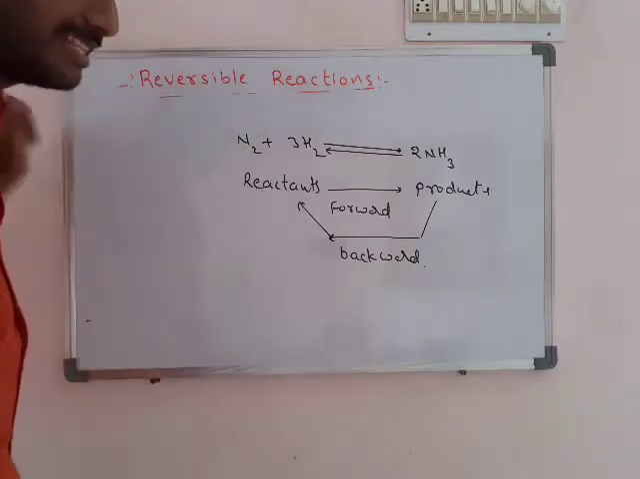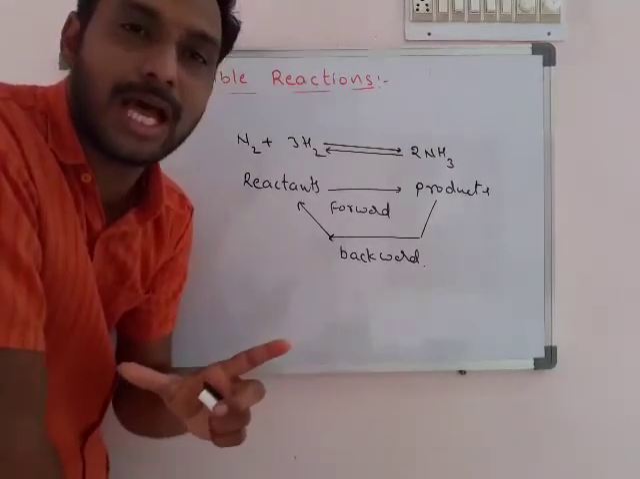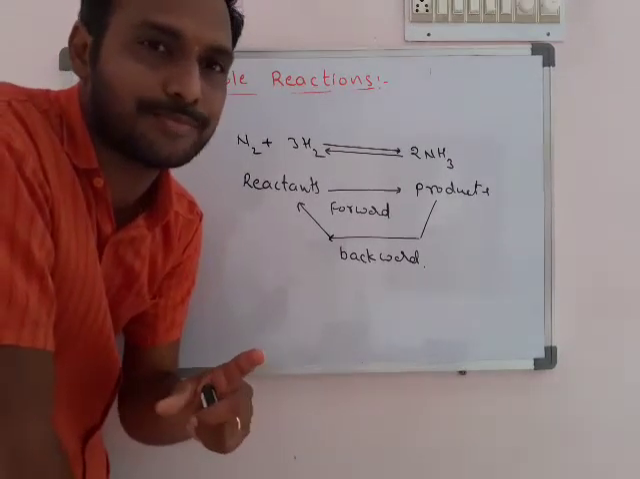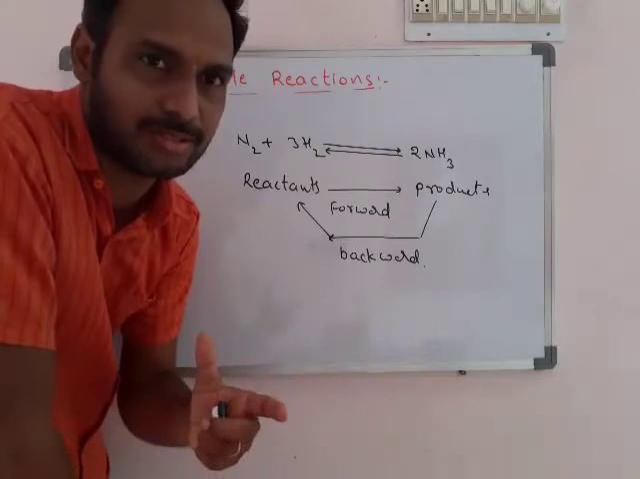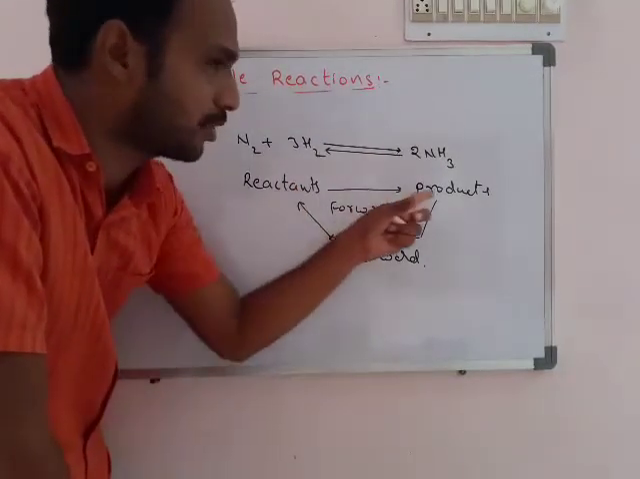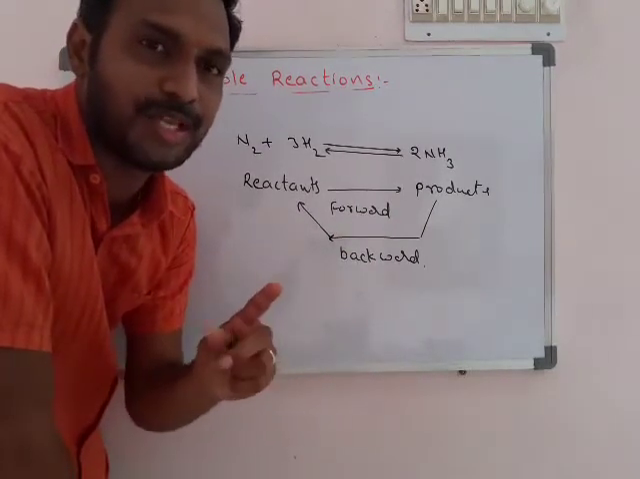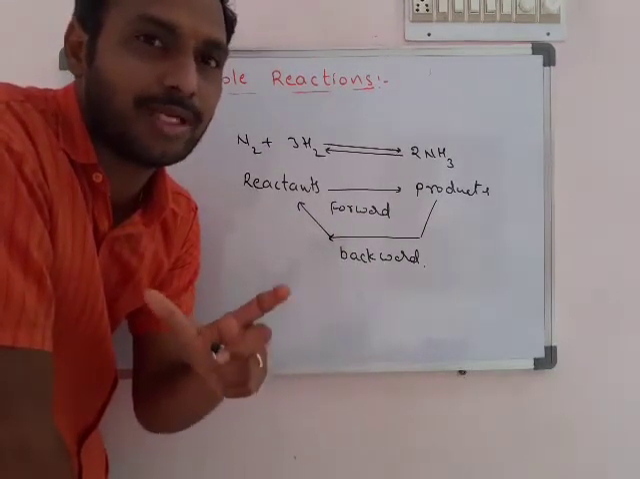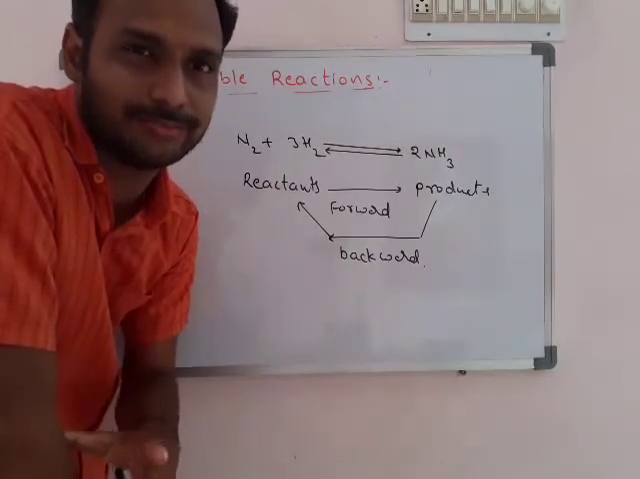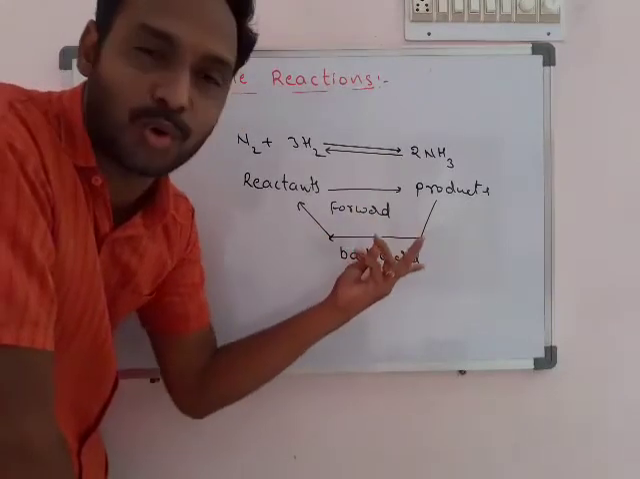Now, does this take place for all reactions? No, it is observed only in a few reactions. In many reactions only the forward reaction takes place, and the backward reaction does not take place. It totally depends on the nature of the reactants and products.